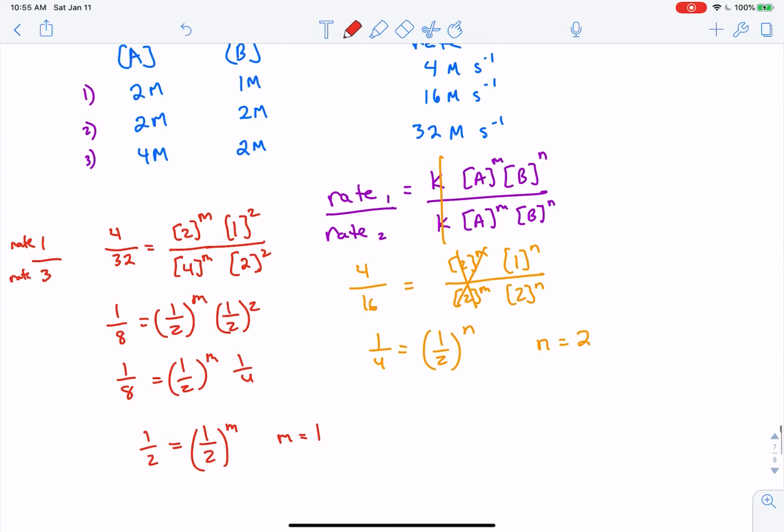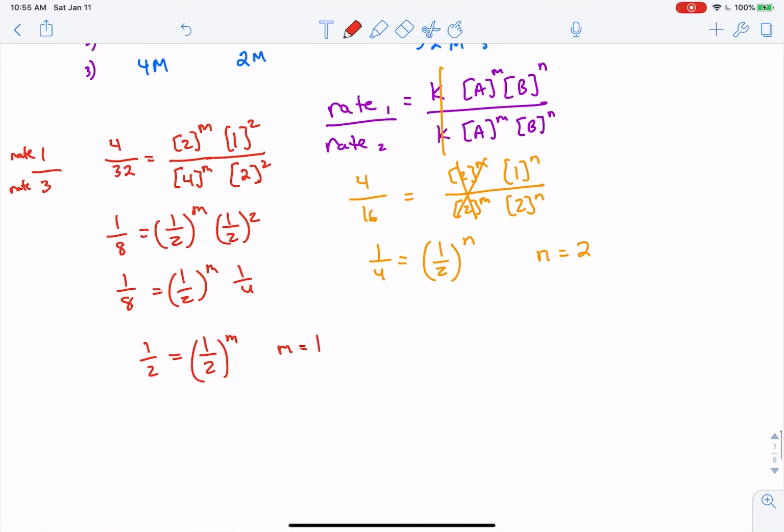So now we know both orders. So we could say the rate law expression is rate is equal to k times A to the first and B to the second.